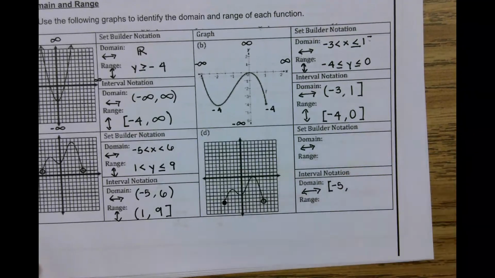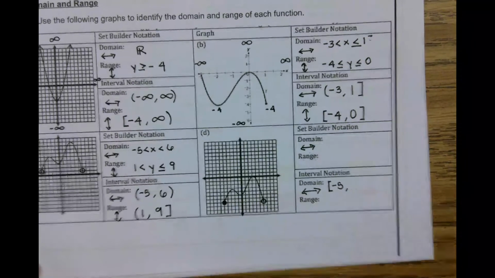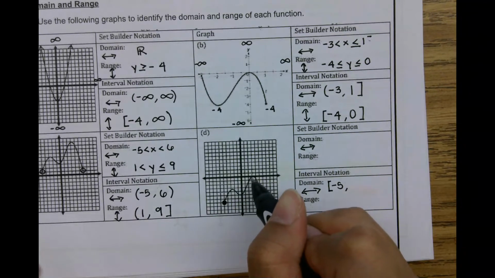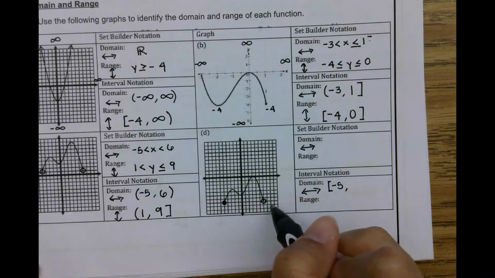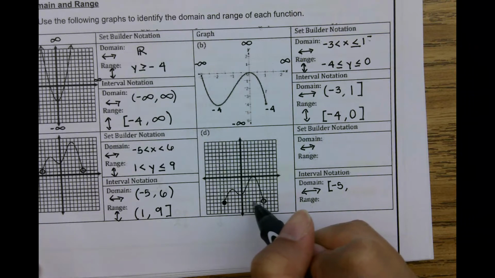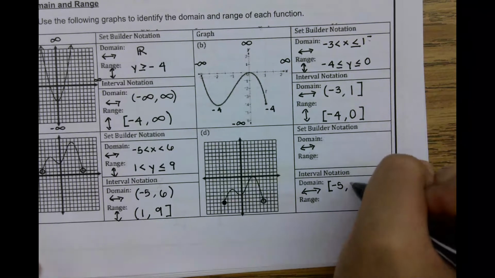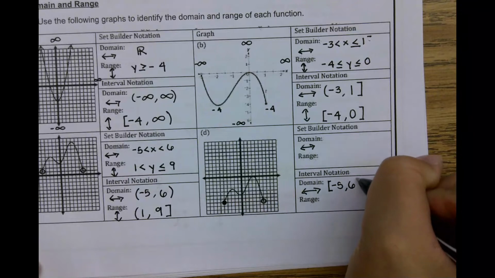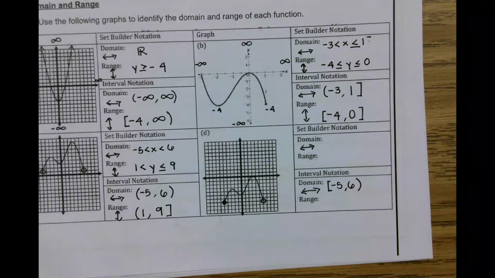Okay, then I'm going to walk to the right, walk to the right, walk to the right. This is the furthest point I can walk to the right. Okay, since we're talking about domain x value, it's 6. Okay, open circle, so not included, so that's a parentheses.